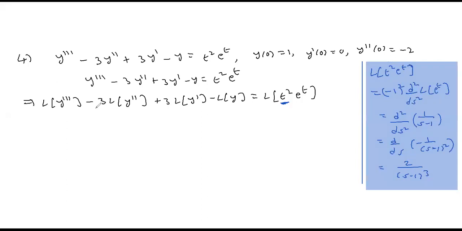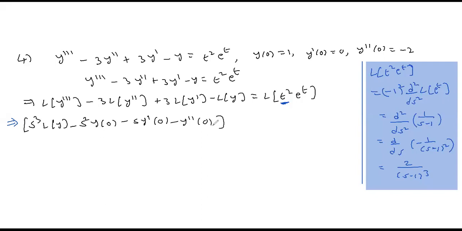Now write down the left hand side. So what is the Laplace of y triple dash? I gave you the generalization to Laplace of nth derivative. According to that, this is going to be s cube into Laplace of y minus s square into y of 0 minus s into y dash of 0 minus y double dash of 0.